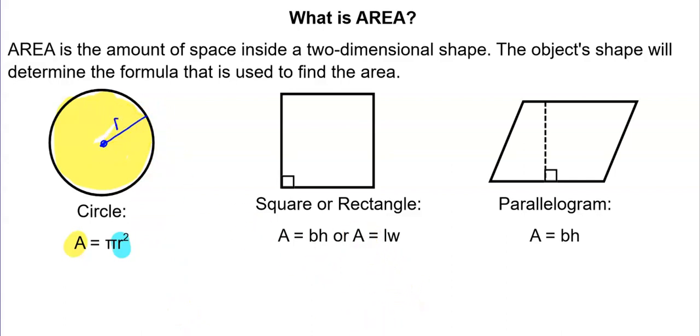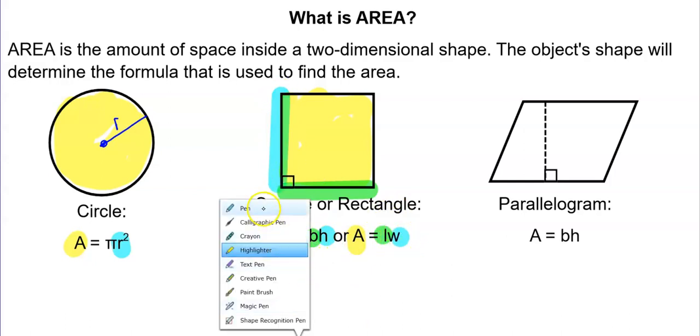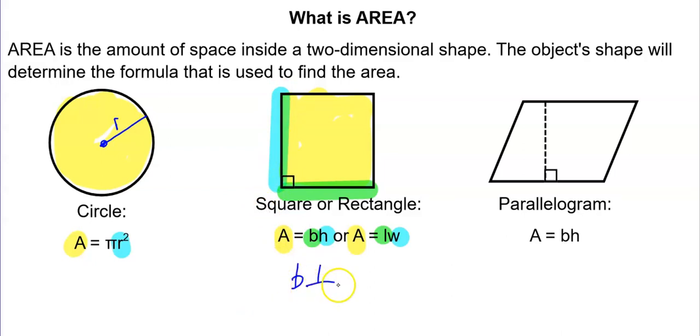Now for squares and rectangles, if I want to find the area of this square, again, that is how much space is on the inside. Base is going to be this length. That's also called length. And then height and width are the same. Now remember, base and height are always perpendicular to each other. Length will also be perpendicular to width.